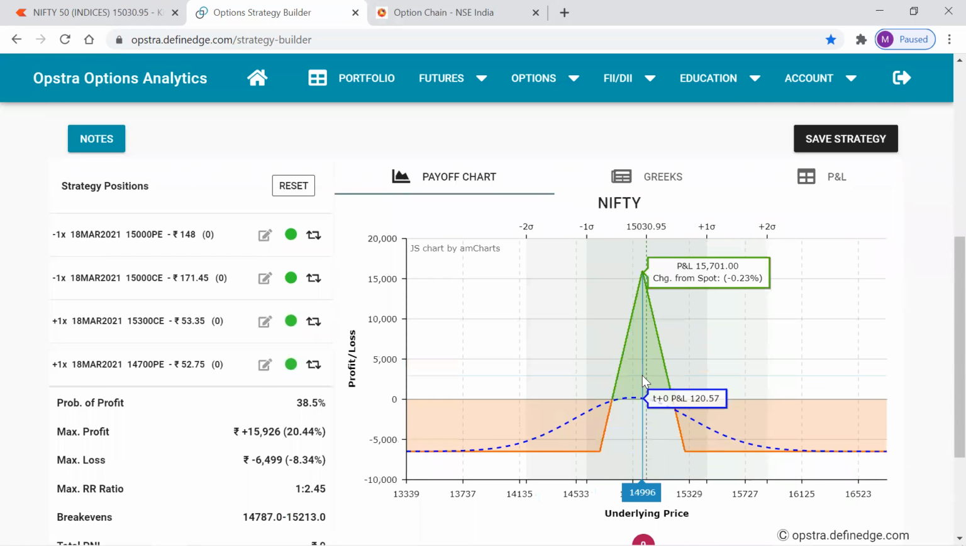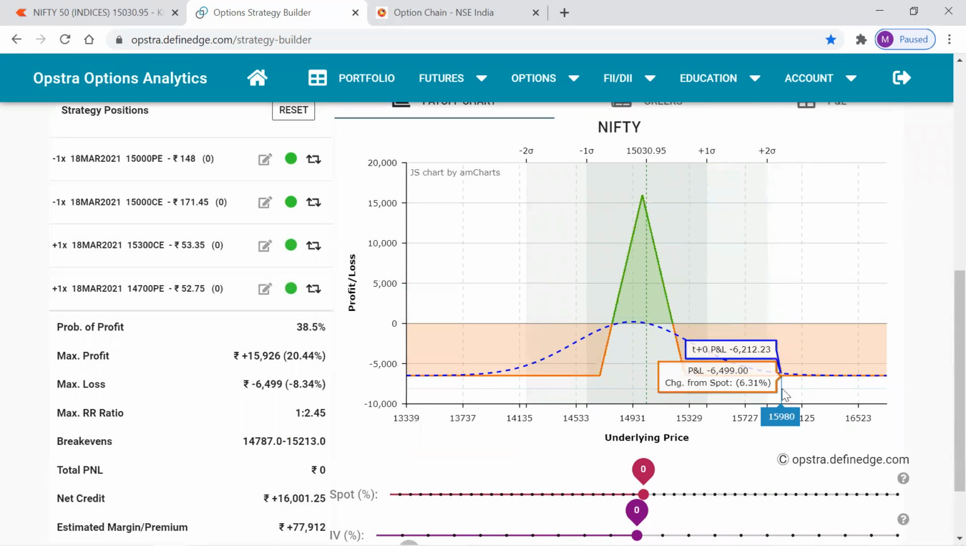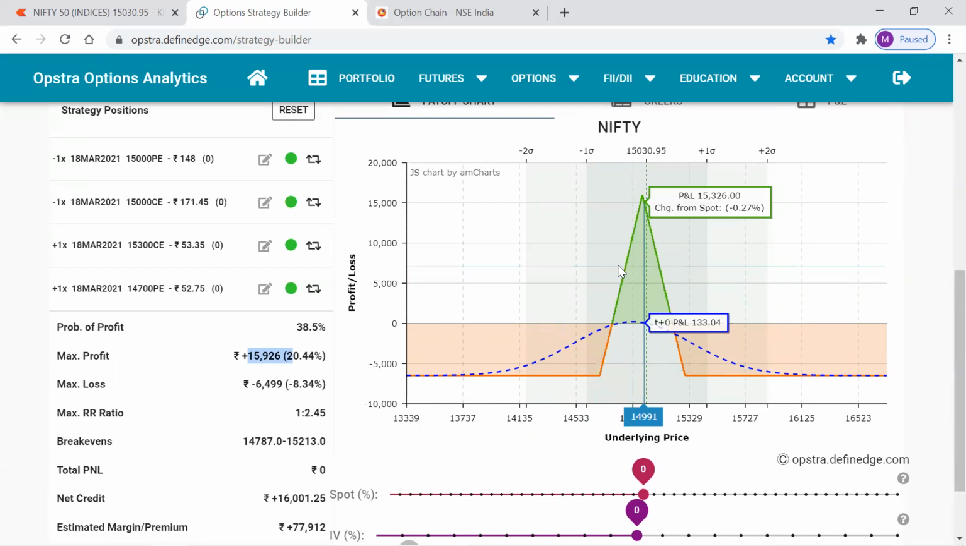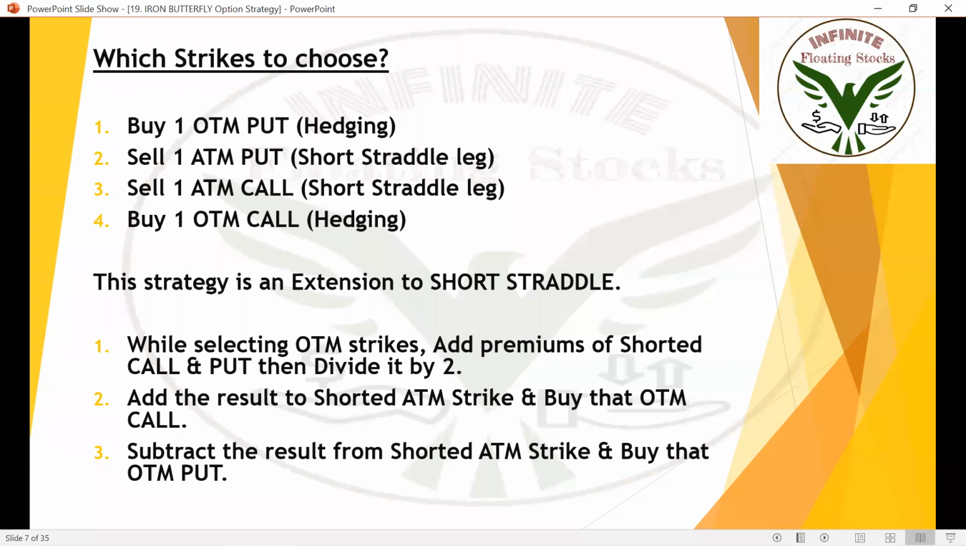See, this is Ironfly. This is how the payoff chart looks. And look at your risk, which is limited. Even if the market goes up to 20K or some 80K, your loss is limited. Even if the market goes down to 0 or 20 or 30, you'll be losing only 6,400. And look at the profit potential: it's 15,000 if the market moves sideways and stays between these break evens. That's all about how to construct and which strikes to choose when you want to implement the iron fly option strategy.